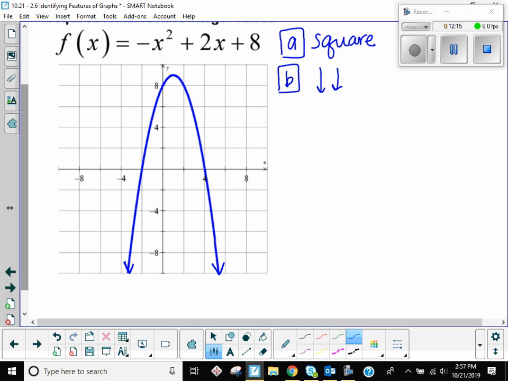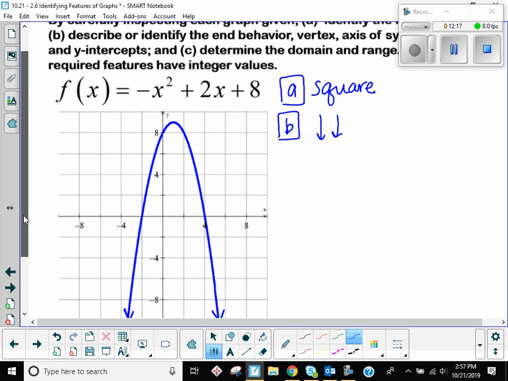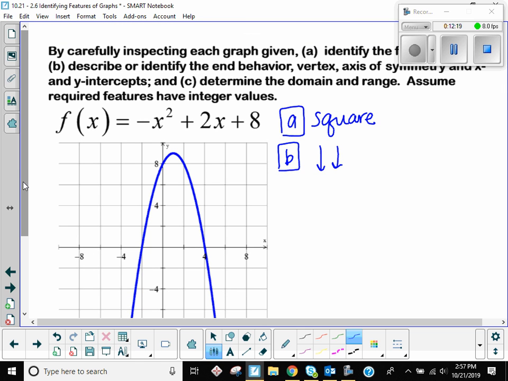Is that all that B is asking me for? No. Matthew, what is it asking me for next? Vertex. All right. So by the way, this point right here is the vertex. I'm sure you're all good with that. It looks like it's a half value, like it should be half or something, but the directions say that everything has integer values, which means a whole number. What's going on here if that's supposed to be a whole number?